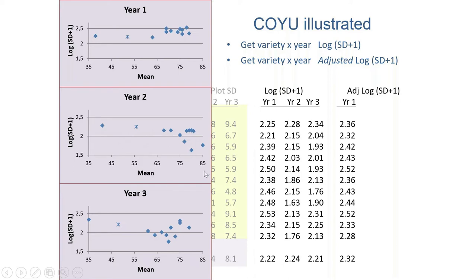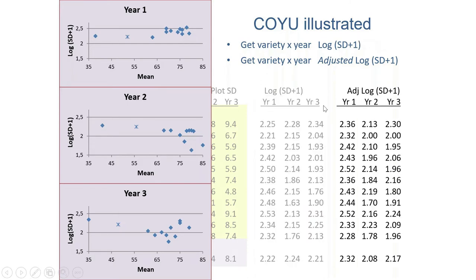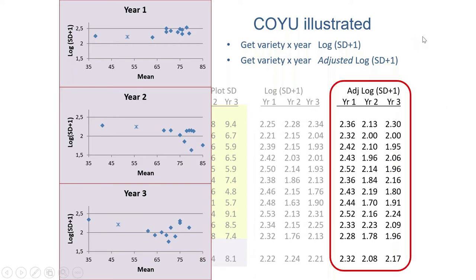Now, this is a characteristic, it's time to ear emergence. So later in season, we're getting less variable data and we're adjusting our data for that. So lo and behold, we get our adjusted standard deviations for all 3 years. And this is the data that we take forward with the rest of our COI-U analysis.